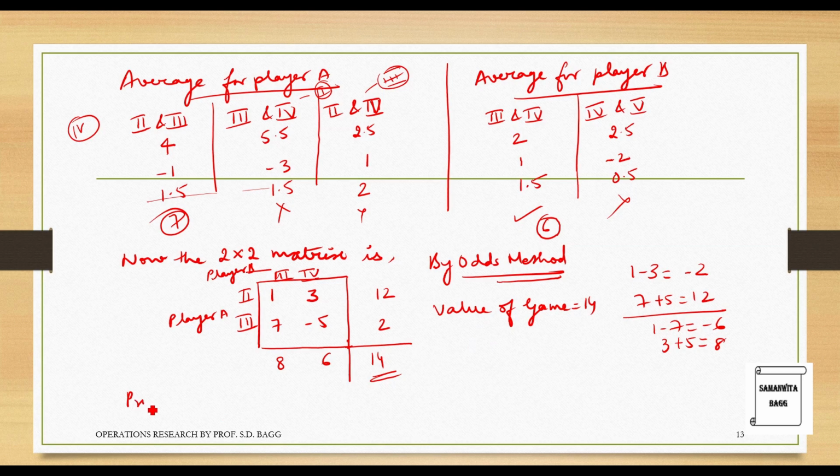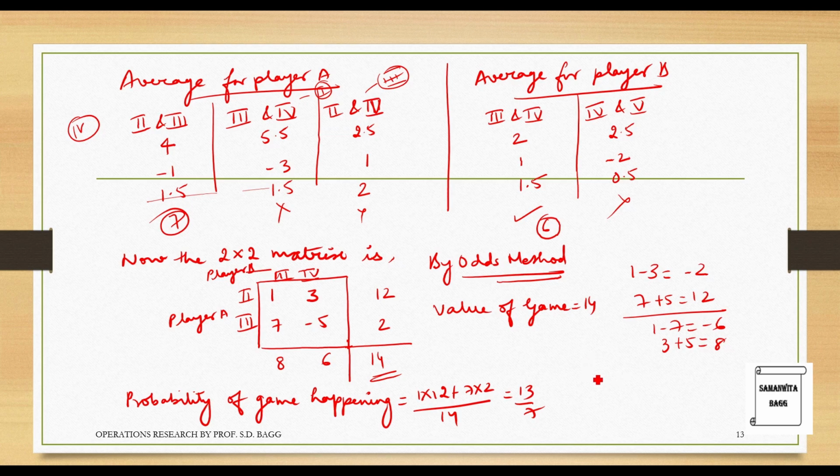Then we calculate the probability of game happening. 1 into 12 plus 7 into 2 by 14. You can solve this. The answer is 13 by 7. And what are the strategies or the probabilities of strategies of player A?